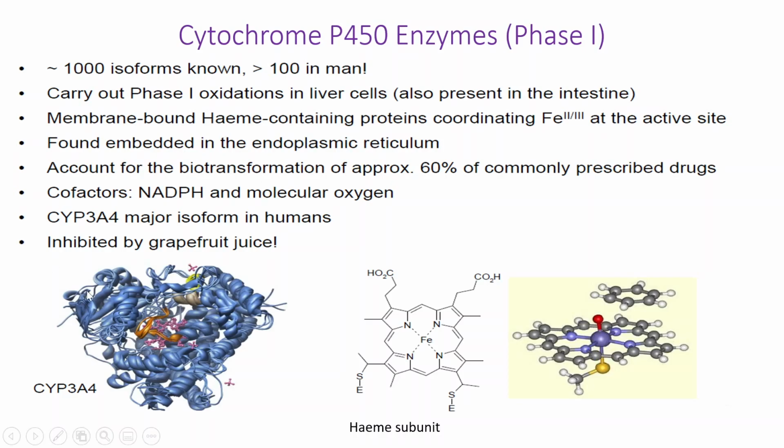Also, one fruit that is important is grapefruit juice, because grapefruit juice contains some chemicals that inhibit this P450 enzyme system. So if you take some crucial drugs that are highly metabolized by this enzyme system, then you should not have grapefruit juice. We will be seeing that in the clinical pharmacy subject.